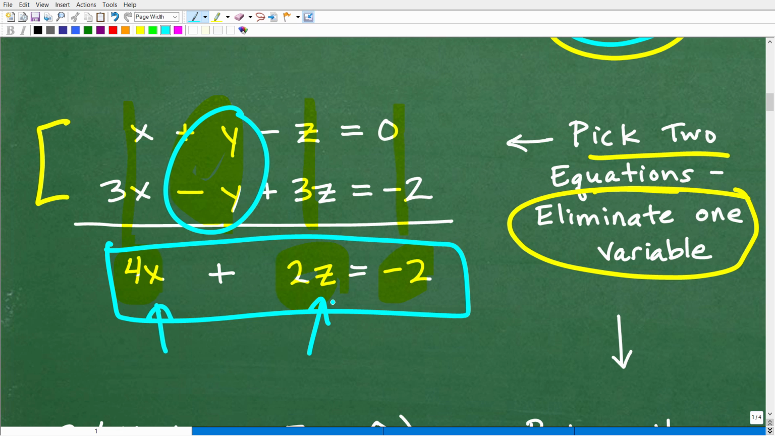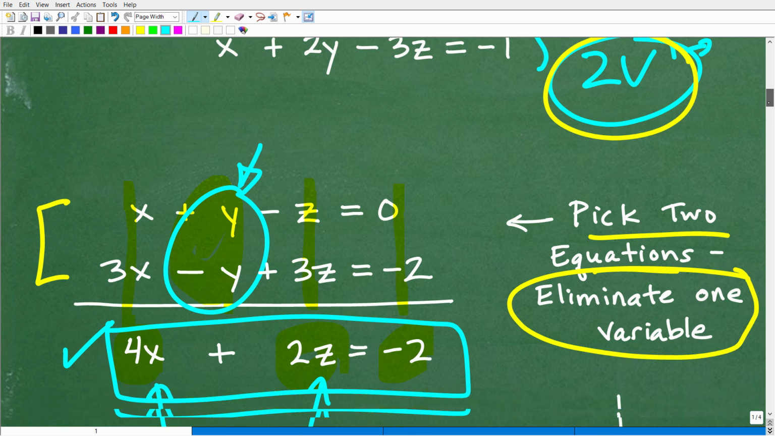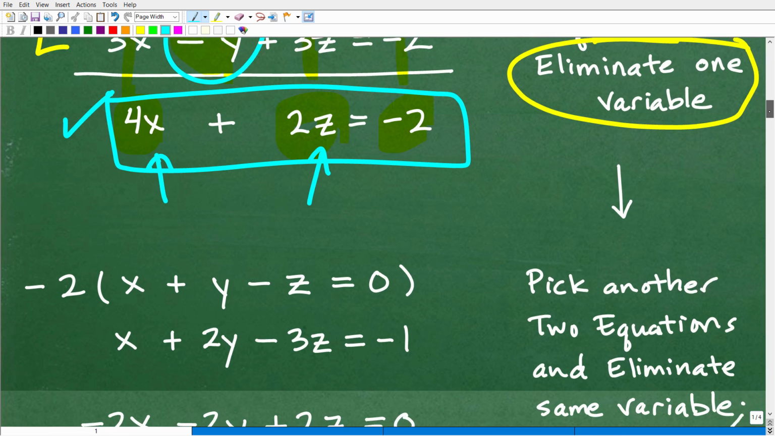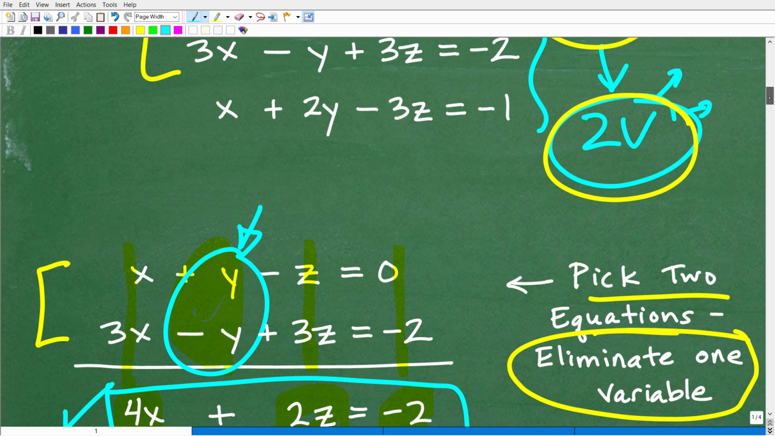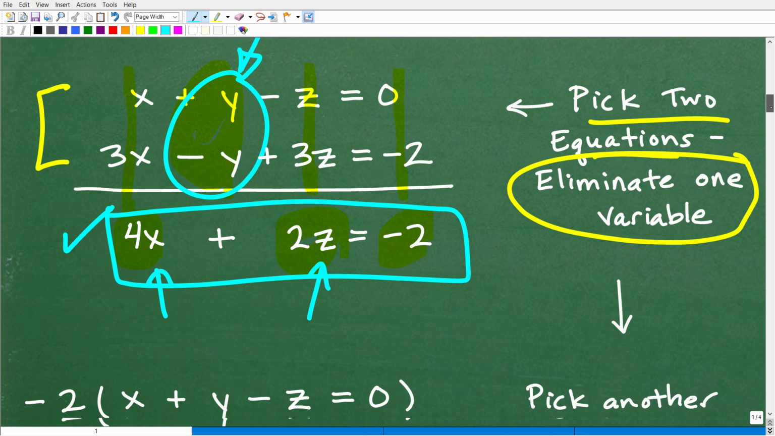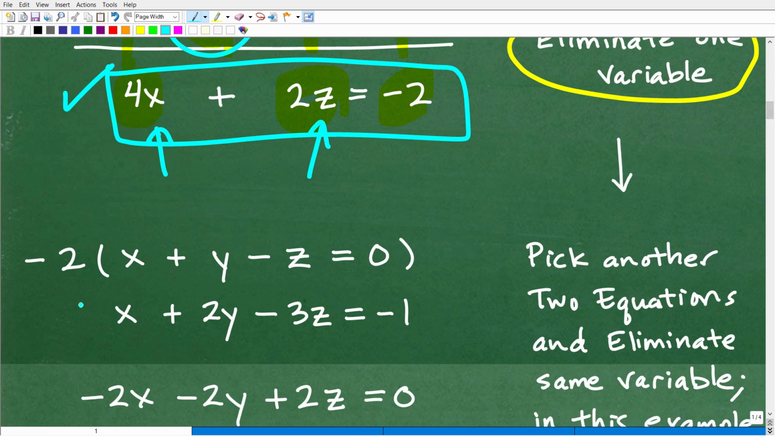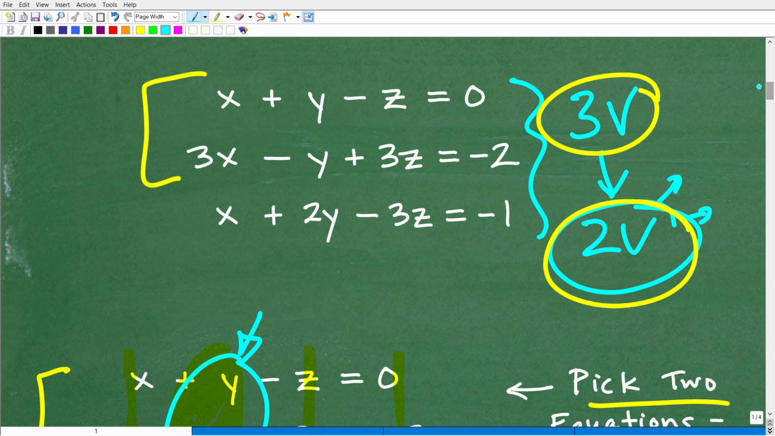Well, I don't quite yet have a two variable linear system because I only have one equation. I need another equation, but I need another equation where we will have eliminated the y. So let's go ahead and pick a couple of equations from this system so we can eliminate y again. What I'm going to do here is take the first equation, multiply by negative 2, and add it to this last equation.